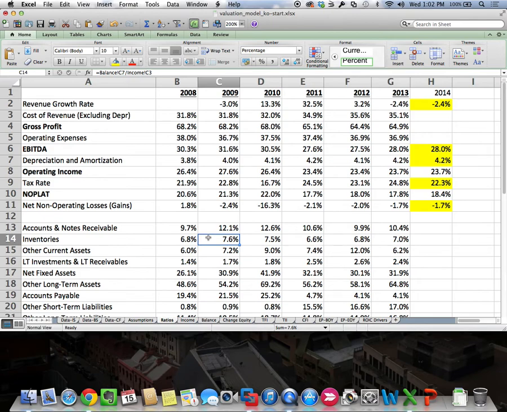Now we're going to, was there a question? How did you get that 18.4? So the 18.4 is the operating income times 1 minus the tax rate. So H8 times 1 minus H9.